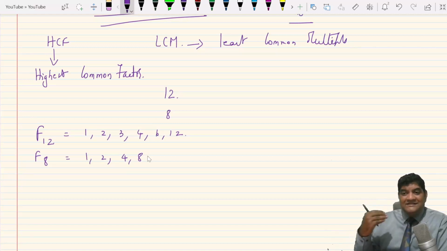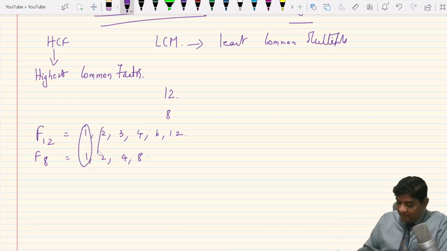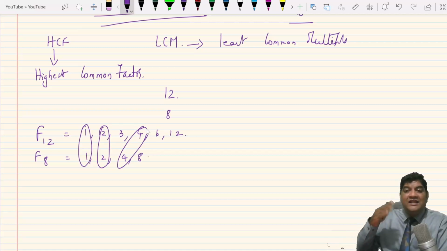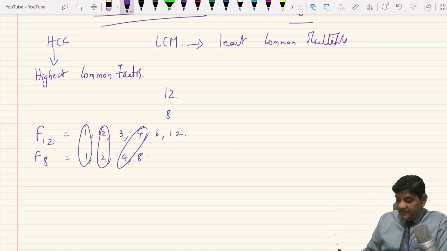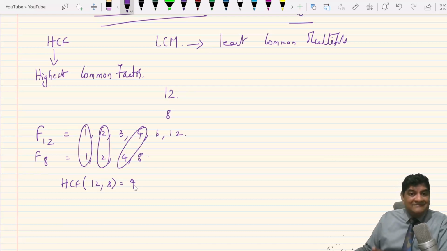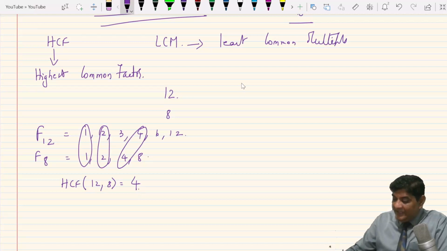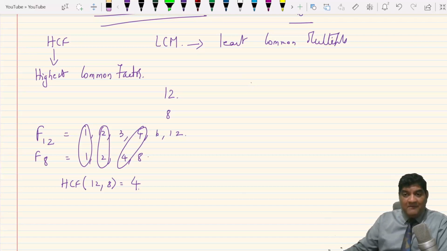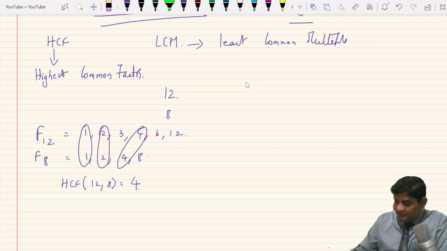Now out of these, I'm looking for the common factors. This is a common factor, this is a common factor, so is this a common factor? And which is the highest common factor? The highest common factor, or the HCF, of 12 and 8 is simply a 4. Now that's the meaning of HCF, alright? So what's the meaning of LCM? So what I'm going to do here is write the multiples of 12. Remember the difference between the multiples and the factors. People do get confused about it. So the multiples of 12.